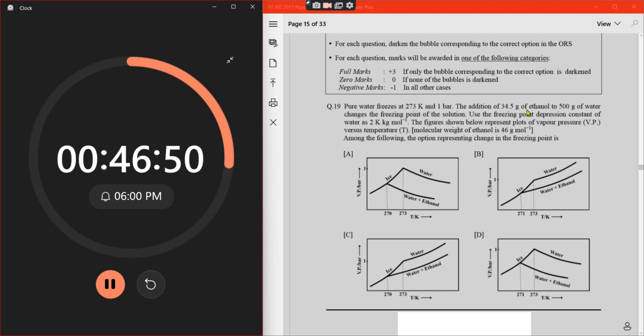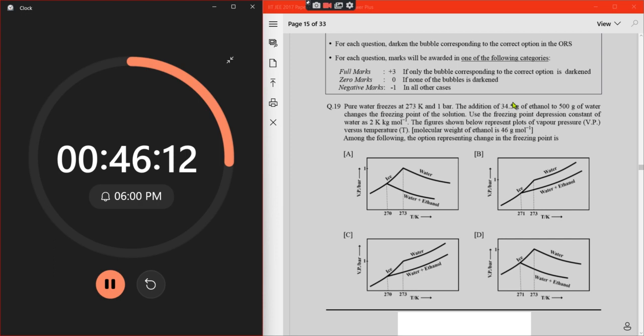Okay, ethanol is CH3COH. No, CH3CH2OH, sorry, that's ethanol. Which is C2, meaning 2 times 12 plus 5, which is 6, plus oxygen, just 16, I believe, which is 24 plus this is just 30, so it's 46, right? So 34.5 upon 46, that's the moles. 500 grams of water, meaning 2 times this is per 1 kg, right?